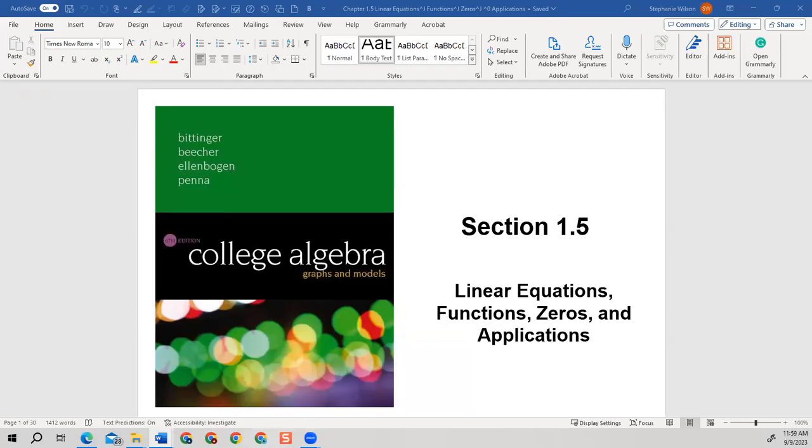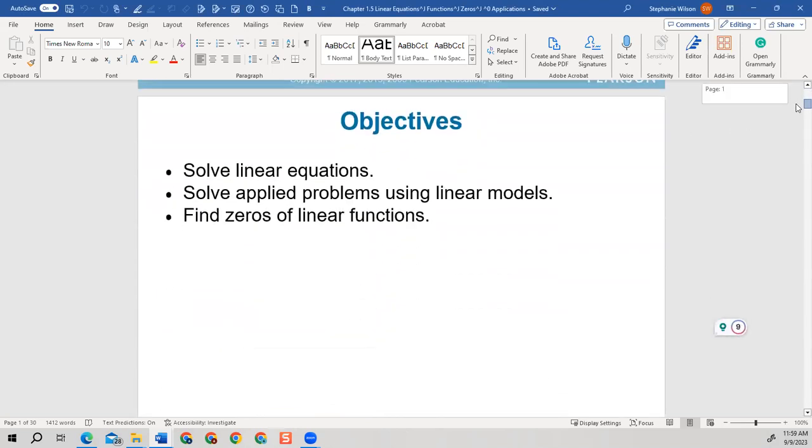Linear equations, functions, zeros, and applications. Take a minute. You can pause it. These are our objectives for this section.